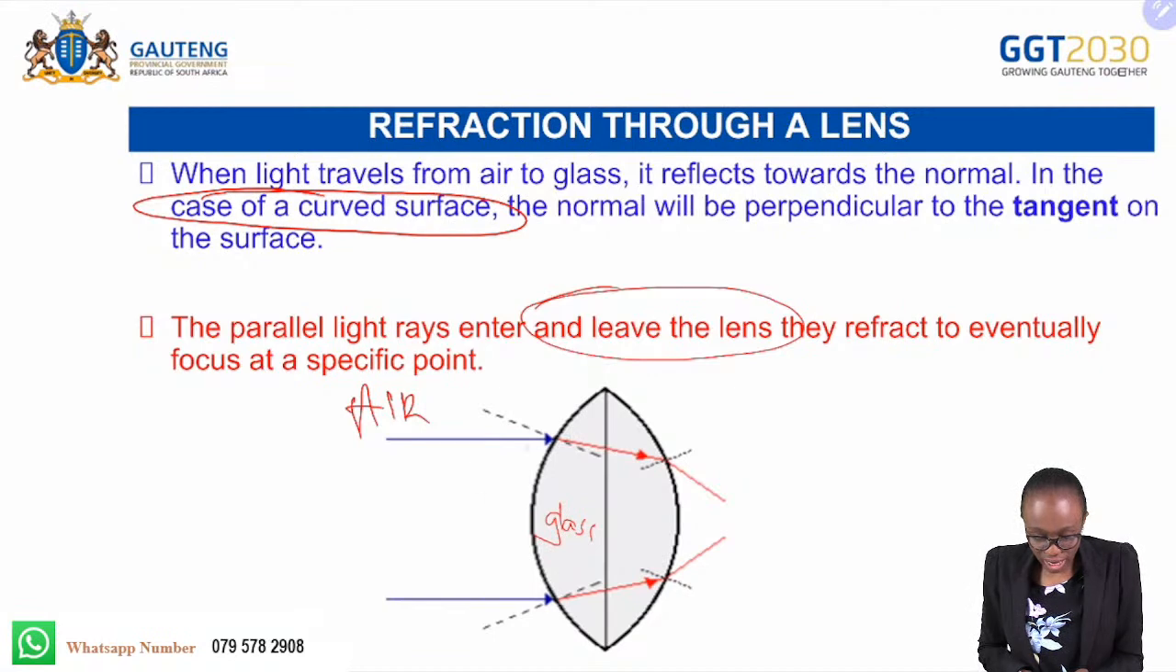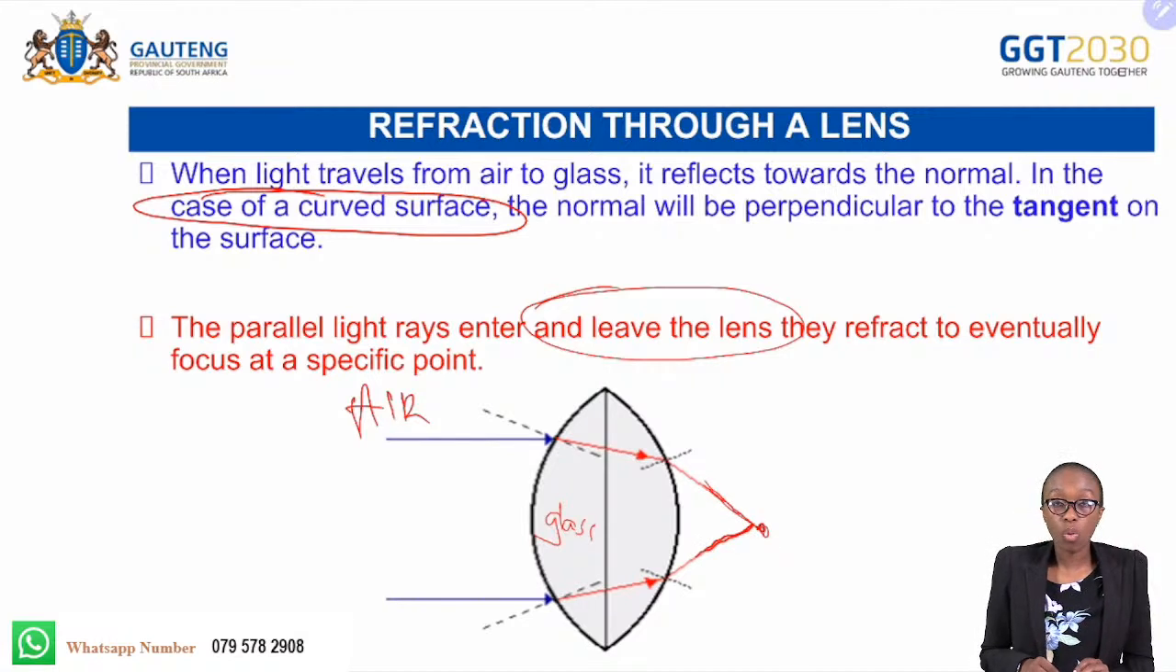Okay, now the parallel light rays then enter. See, now they've entered and they leave the lens. Once they leave the lens, they refract again. They'll bend again. So they bend once here, they're bending again there, and eventually focus on one point.